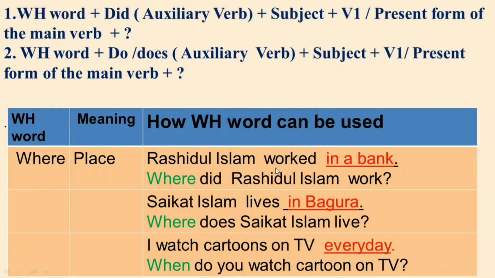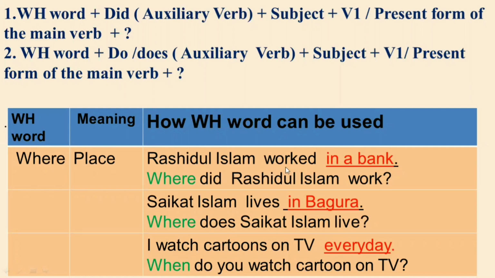My dear student, here Rashidul Islam worked in a bank. In a bank, it indicates a place. So right here, where. Then you have to find out whether there is any auxiliary verb in the sentence. You can see no auxiliary verb here. So you have to take do, did or does as an auxiliary verb. But which one will you take? You have to look at the main verb.